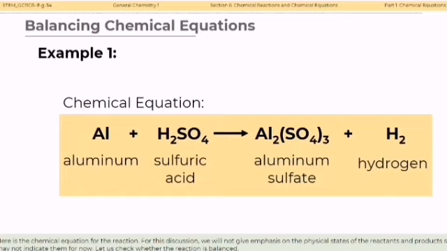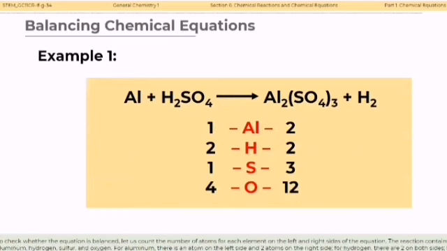Here is the chemical equation for the reaction. For this discussion, we will not give emphasis on the physical states of the reactants and products, so we may not indicate them for now. Let us check whether the reaction is balanced. To check whether the equation is balanced, let us count the number of atoms for each element on the left and right sides of the equation.